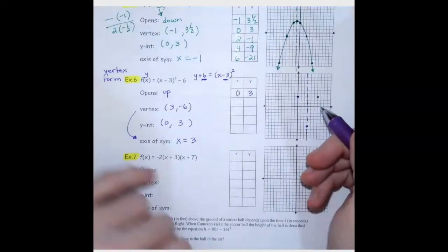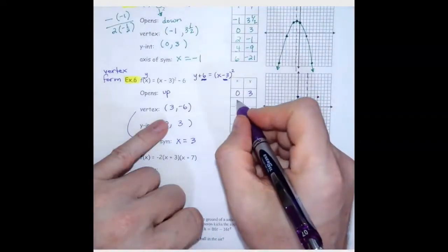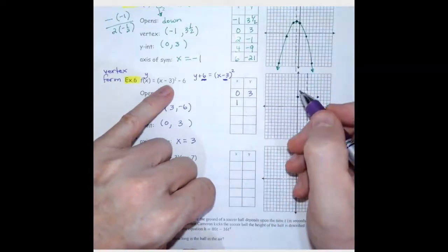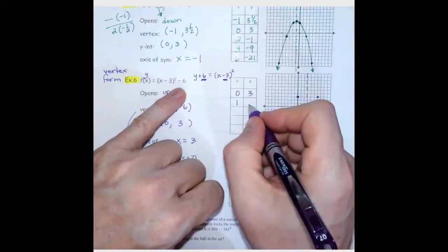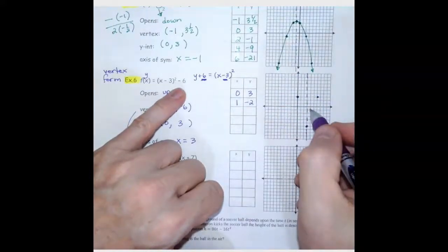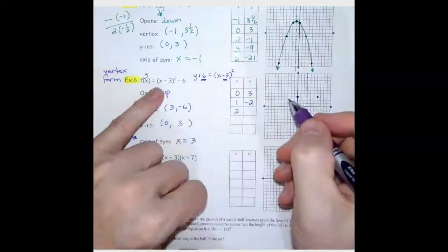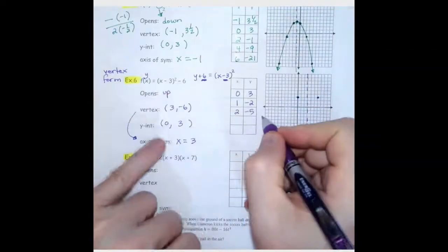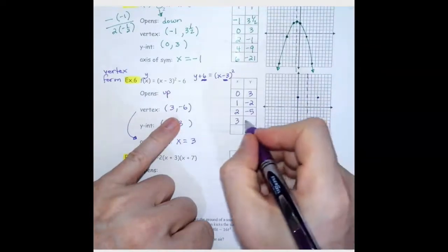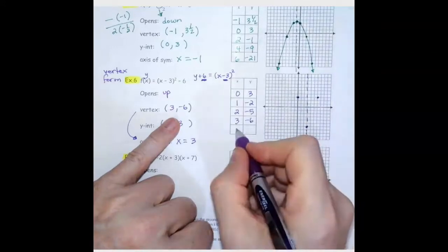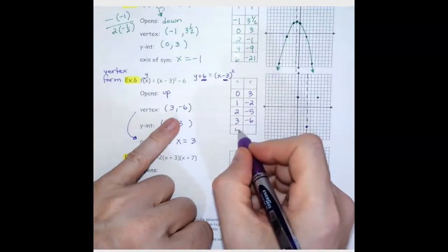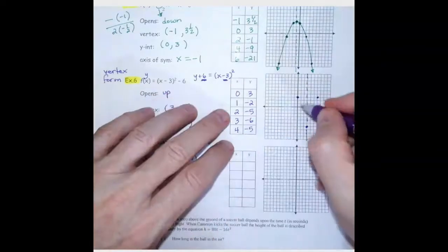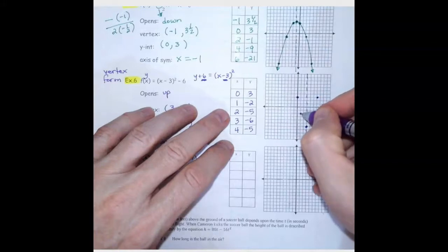Let's see. 1. If we plug 1 in there, that's going to be 1 minus 3 is negative 2. Negative 2 squared is 4. 4 minus 6 is negative 2. And then 2. 2 minus 3 is negative 1. Negative 1 squared is 1, minus 6 is negative 5. And 3 we already have as the vertex. And 4 would be 1, that would also be negative 5. So 1, negative 2 is right here.